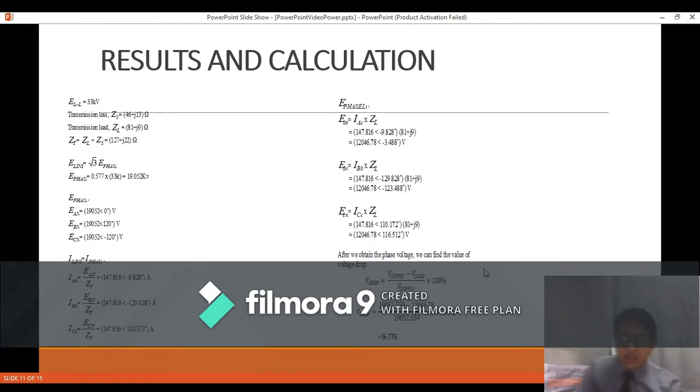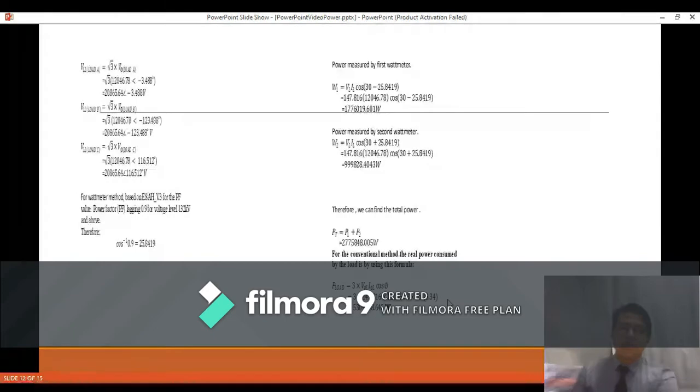The V drop is calculated using V supply minus V load over V supply, times 100%. And I got the V drop value of 36.77%. This is the second calculation, continuing from the previous calculation.